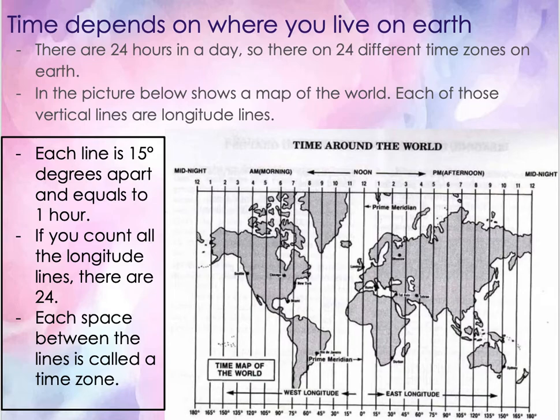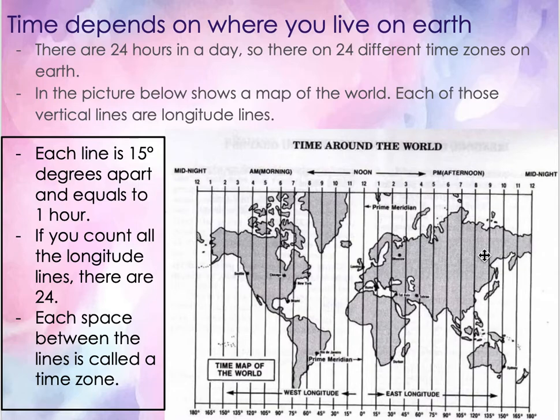So we've been learning about latitude and longitude lines, right? Latitude lines go horizontal, side to side, and longitude lines go up and down. So all these lines that you see right here are longitude lines. Now we also have something called time zones. As you can see, every space between these lines is a time zone. That means time is different from all the other previous spaces between them.